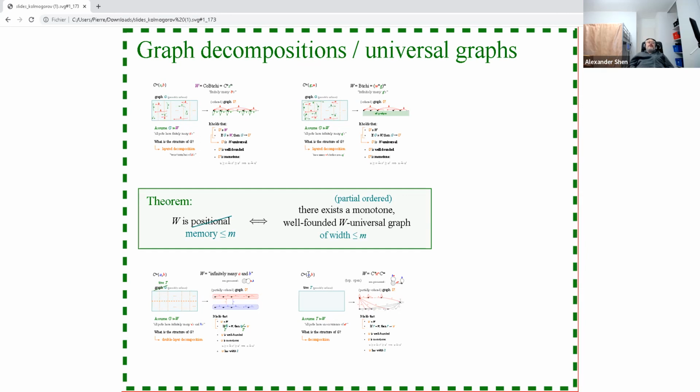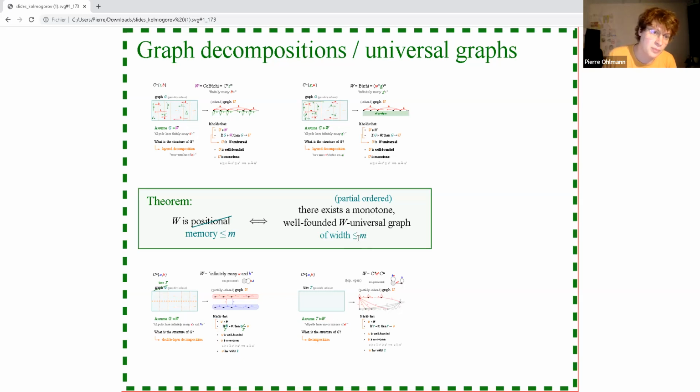But how do we get this ordering? Well, if you take as a partial order the empty partial order, you have no order, then it is monotone, because monotonicity says nothing in this case. So any graph is monotone of width its size.